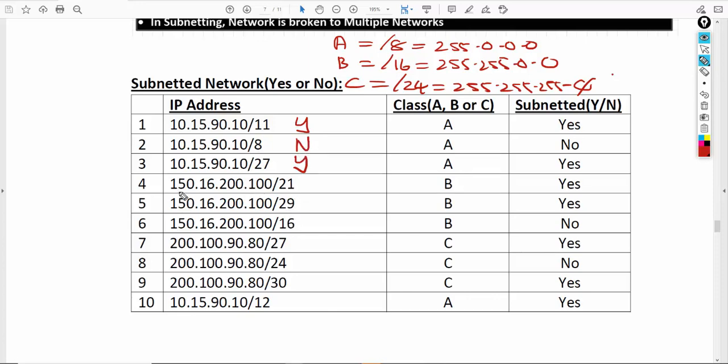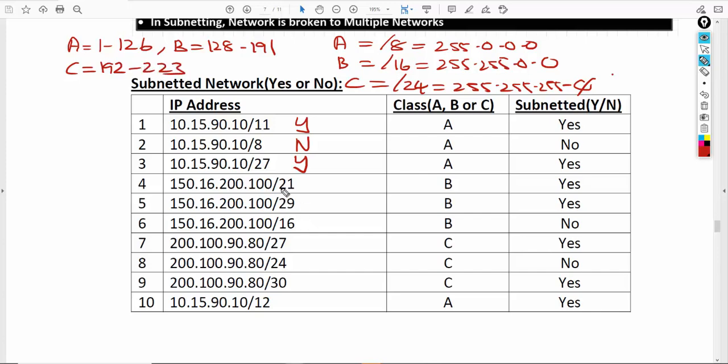So again, you have to understand what A, B, and C are. A is between what and what, B is between what and what. A is between 1 and 126. You have to know this by heart: 1 to 126 is A. B is 128 to 191. C is 192 to 223. So you have to know the A, B, C differences by heart.